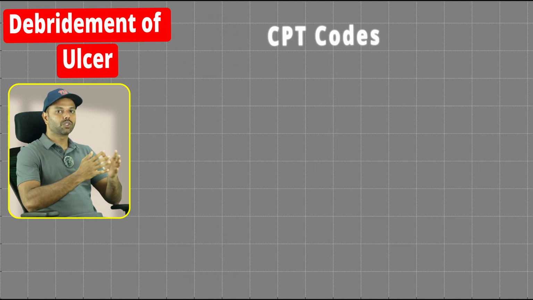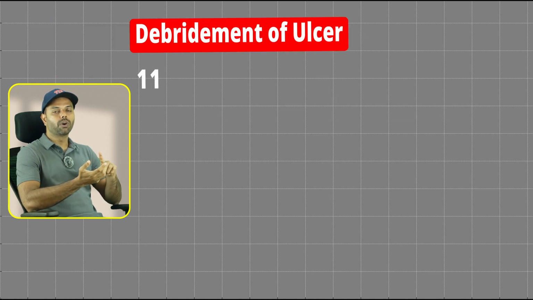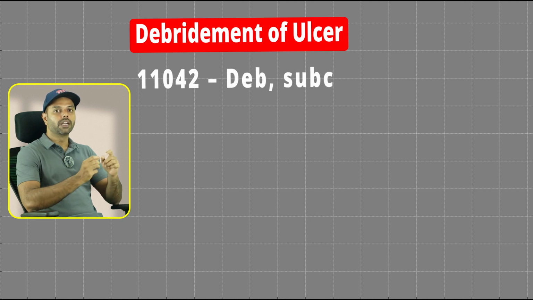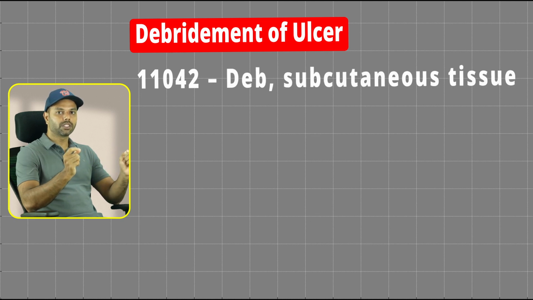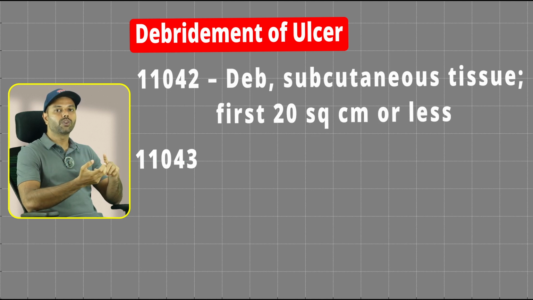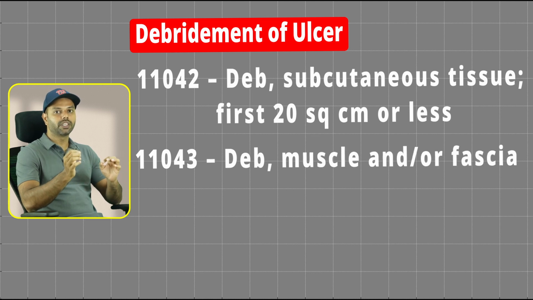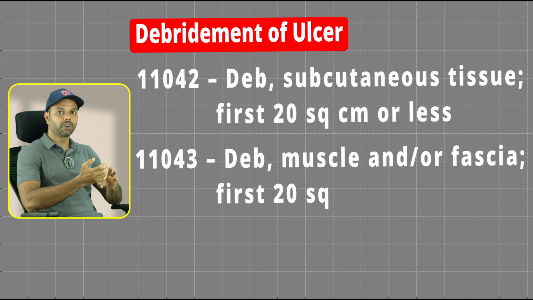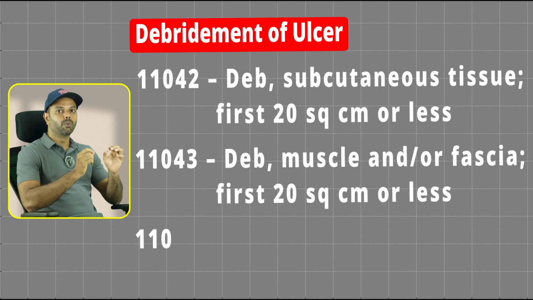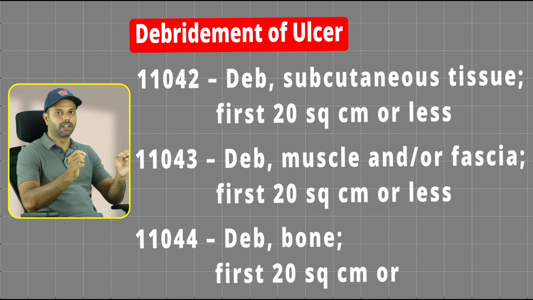There are 6 codes used for debridement of ulcer: 11042, 43 and 44. 11042 is for debridement of subcutaneous tissue, first 20 square centimeter or less. 11043 is for the debridement of muscle and or fascia level for the first 20 square centimeter or less. 11044 is for debridement of bone for the first 20 square centimeter or less.